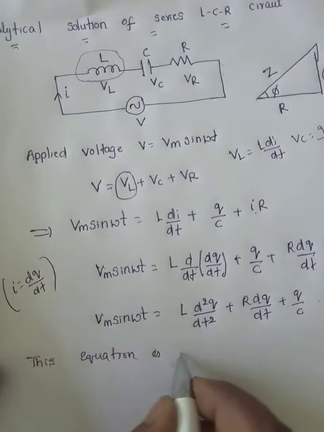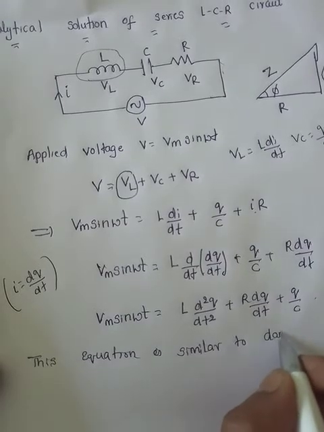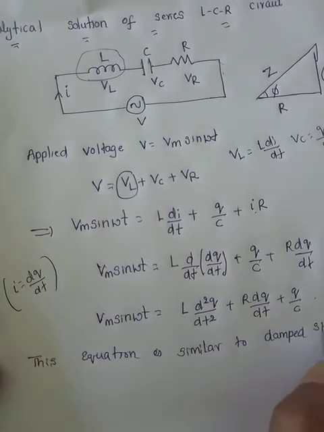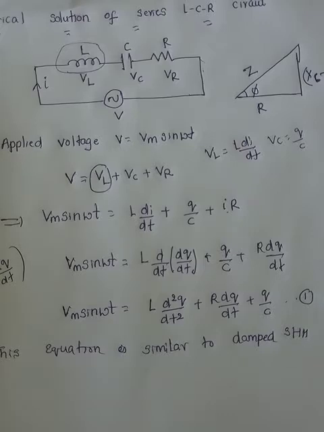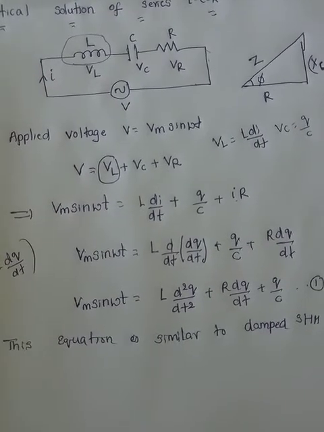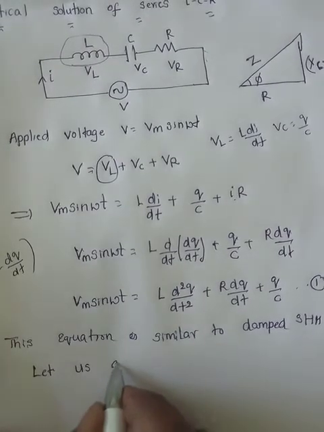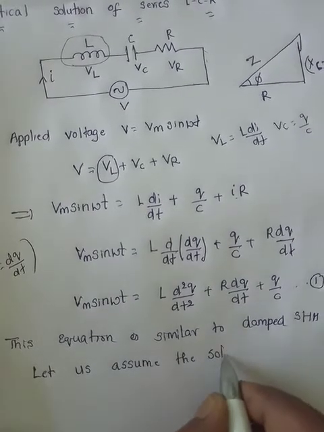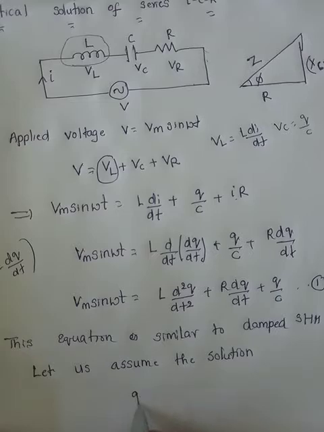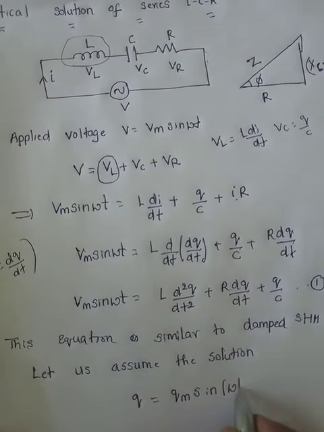This is similar to damped simple harmonic motion: d square x by dt square plus dx by dt plus a constant equals the force F sin omega t. So we should assume the solution. For this one, the solution should vary in terms of charge: Q equals Qm sin of omega t plus theta.